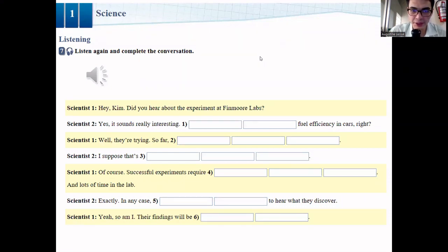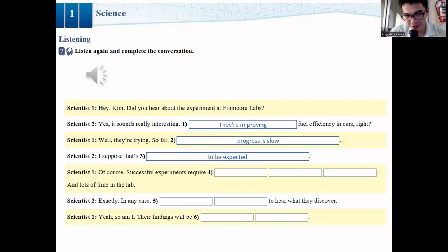Hey, Kim, did you hear about the experiment at Finmore Labs? Yes, it sounds really interesting. They're improving fuel efficiency in cars, right? While they're trying, so far, progress is slow. I suppose that's to be expected. Of course, successful experiments require plenty of research and lots of time in the lab. Exactly. In any case, I'm eager to hear what they discovered. Yeah, so am I. Their findings will be useful worldwide.